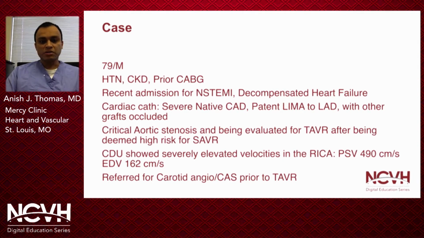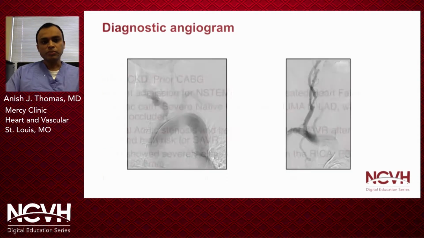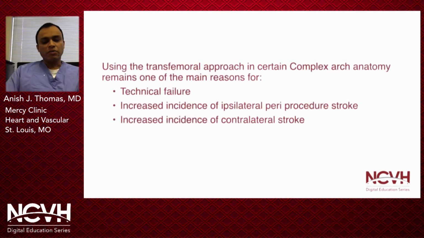His carotid duplex study, however, showed severely elevated velocities in the right internal carotid artery, critically elevated at 490 centimeters per second. He was referred for carotid artery angiography and carotid artery stenting prior to TAVR, given that he was thought to have an elevated risk of stroke with some atypical symptoms. This was his diagnostic angiogram that shows a type 3 aortic arch and a critical carotid stenosis.